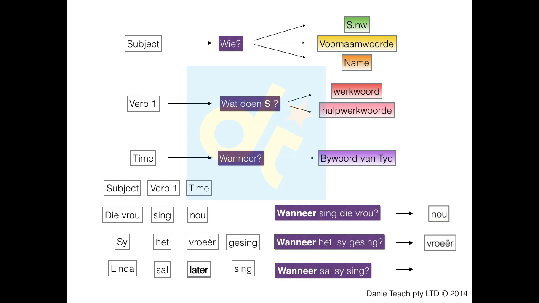Linda sal later sing. Wanneer sal Linda sing? And your answer then would be later. Again, wanneer indicates the time, wat doen die subject indicates the verb, and wie indicates the subject. Right. Let's move on towards stompie, or further into stompie. We have then after time, object.